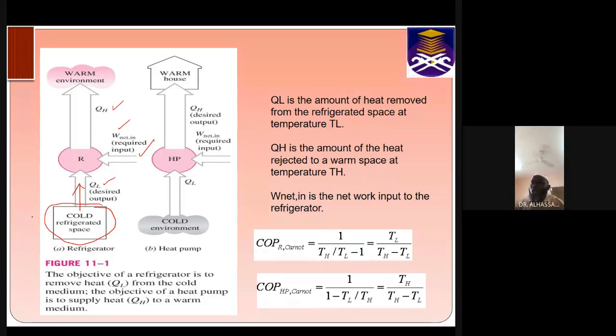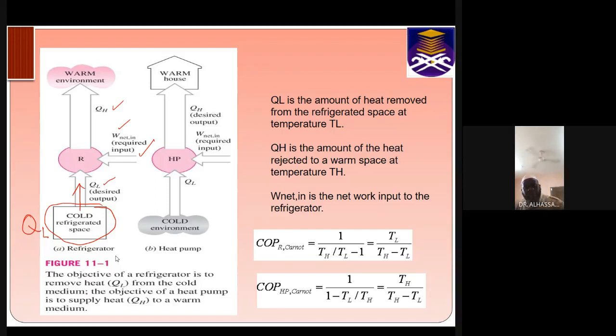Primarily, the amount of energy absorbed from the low temperature reservoir is given by QL. So QL is the amount of heat which is taken out. Imagine that you put some water at a temperature of 25 degrees into the deep freezer, where the temperature is maybe about minus 20. Immediately you put the water into the refrigerated space, there will be heat transfer from the water to the refrigerated space. So the temperature of the refrigerated space is going to increase, and this heat consequently has to be removed.